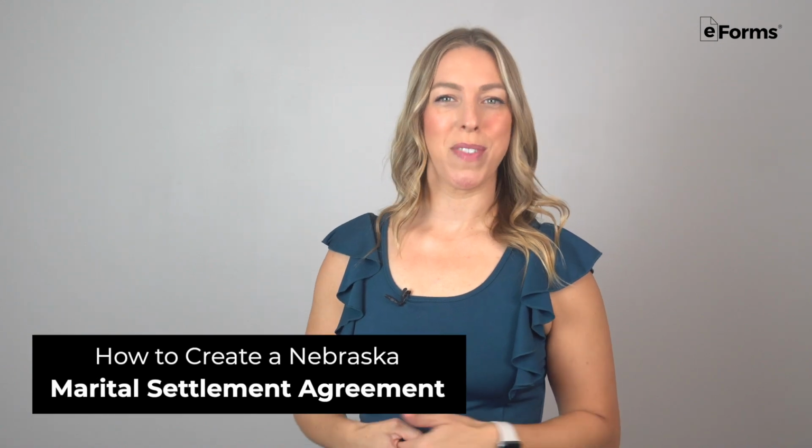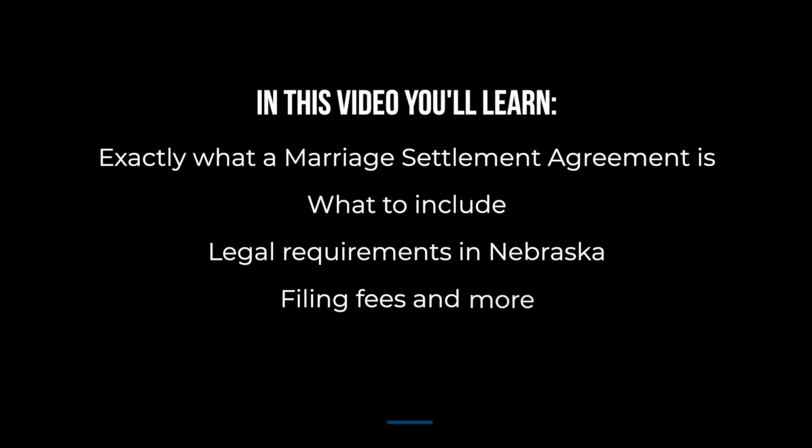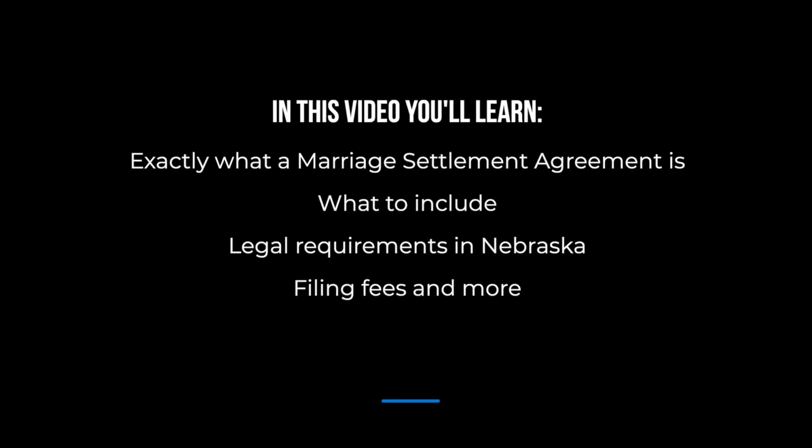A Nebraska marital settlement agreement is a legally binding contract between a married couple that outlines the terms of their divorce. By signing this agreement before finalizing their divorce, the couple can decide how to divide their property and arrange child custody on their own, instead of leaving those decisions up to the court. In this video, you'll learn exactly what a marital settlement agreement is, what to include, legal requirements in Nebraska, filing fees, and more.